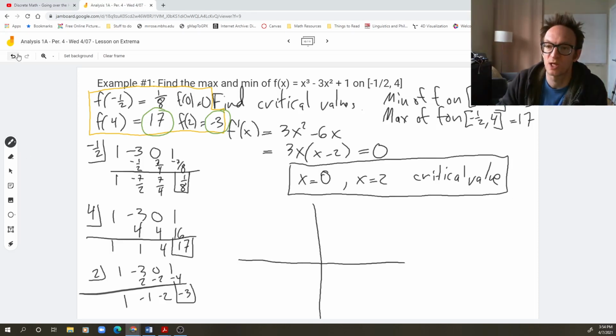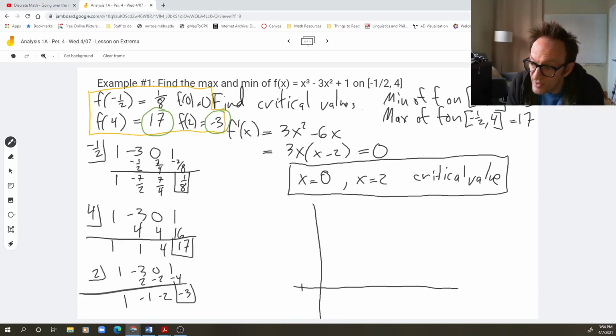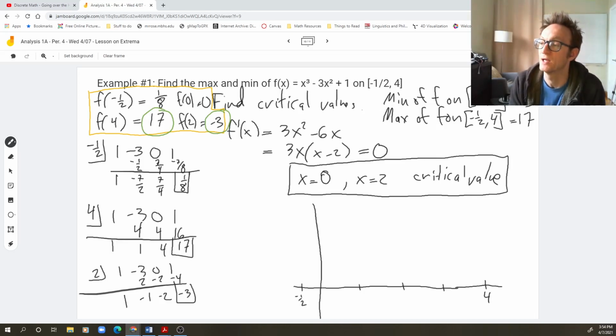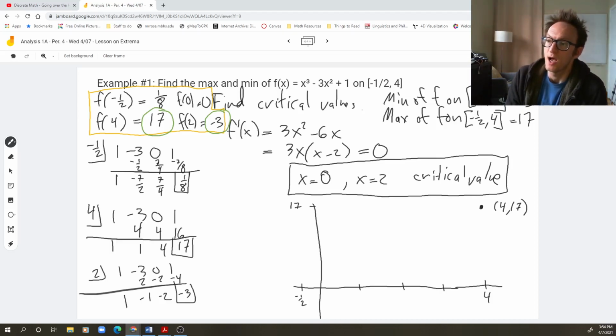Let me just try to do this a little differently. Let's see, something like that. So I'm only interested on this graph on the interval -1/2 to 4. So maybe that's 1, 2, 3, 4, or something like that. So what does this function look like? Maybe not totally to scale. When I plug in 4, I get 17. So way up here at 17 is 1 point. What else? Well, at -1/2, it's 1/8. So I have this very tiny point here, -1/2, 1/8.